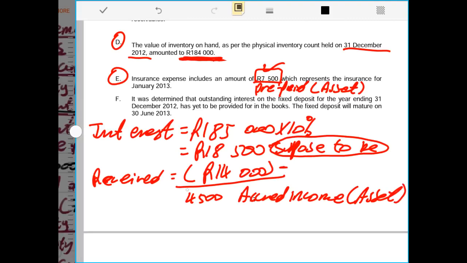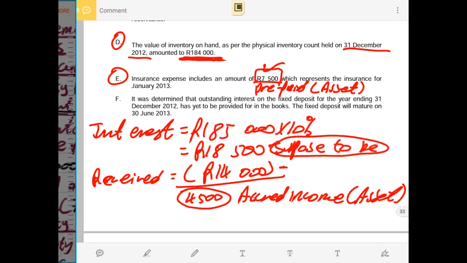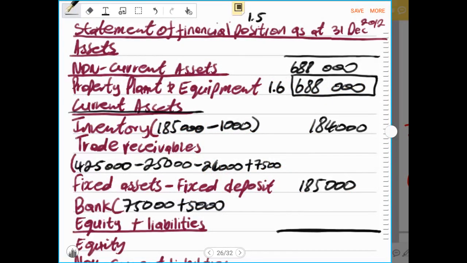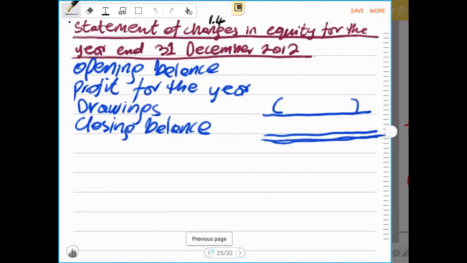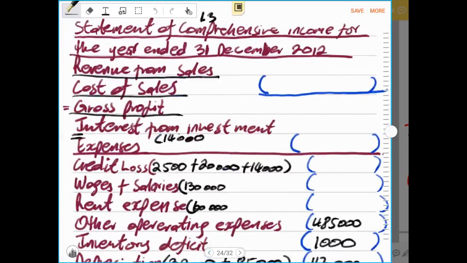So now the accrued income of 4,500 will be recorded under the trade and other receivables, increasing our receivables. That means we have to say just there on top plus 4,500. Then we go to the income statement and we record the total. We have already recorded, remember here, 14,000. We just have to say plus 4,500 so that this becomes 18,500. So this is the total interest that was supposed to be received.